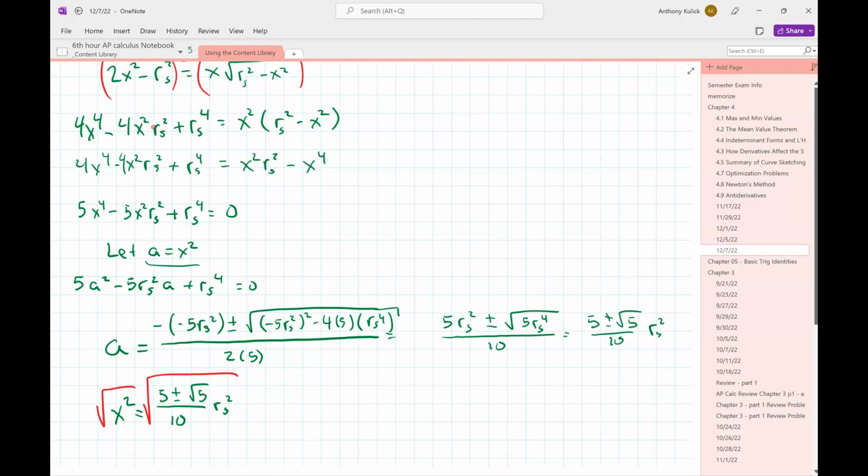Can you even double square root something? Sure. Is it like a? Oh, yeah, okay.